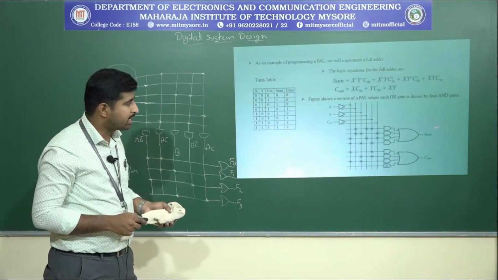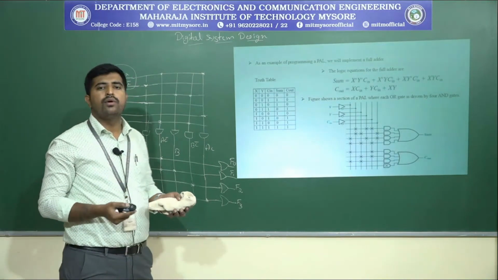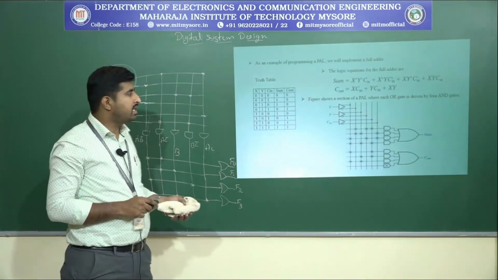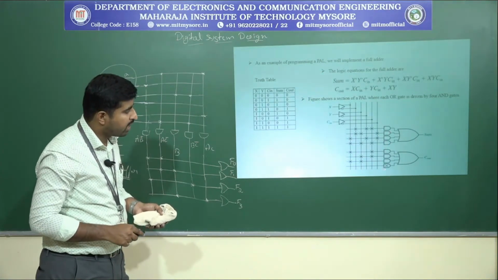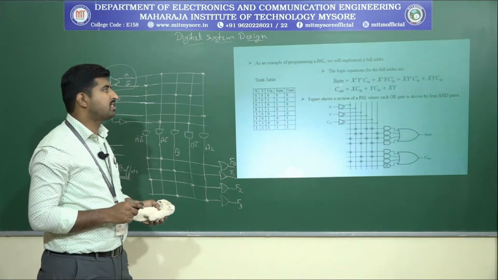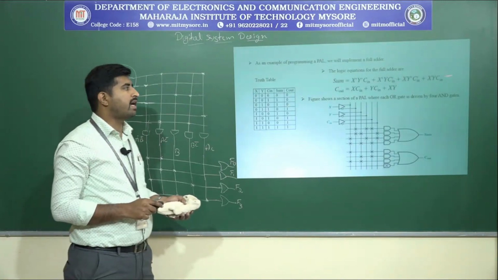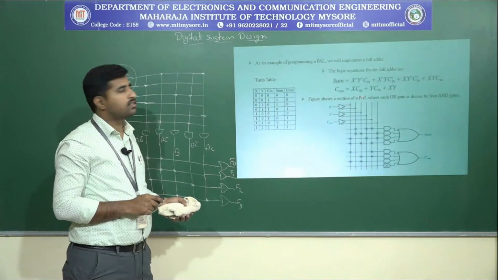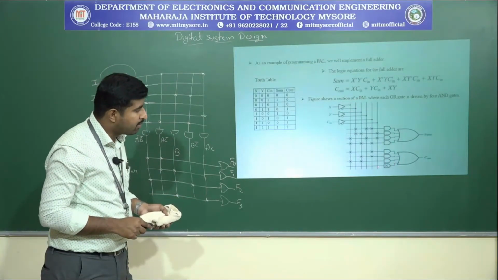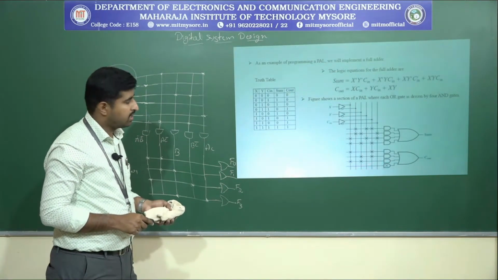All the AND gates are connected to the OR, and whichever we need, we can use. Here we have four AND gates, and again here four AND gates. But if you see the functions, the sum function uses four AND gates, while the second function uses only three AND gates. So that's why this AND gate is not programmed.